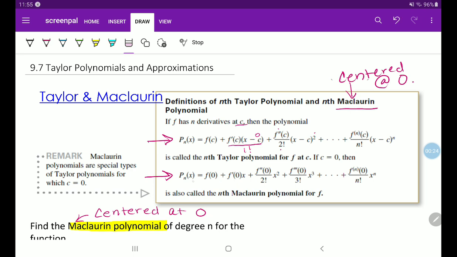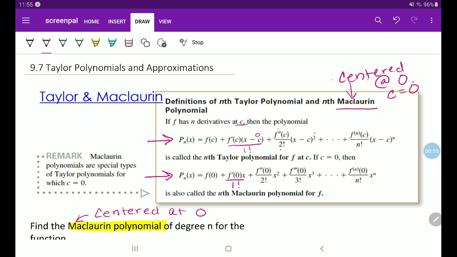Your Maclaurins are going to be centered at 0. So that means our C value is equal to 0 with a Maclaurin series. So what does this look like? Well, we're going to have our original function evaluated at 0. Then we're going to need to know what our first derivative is evaluated at 0. Technically, this guy would be over 1 factorial, but 1 factorial is just 1.